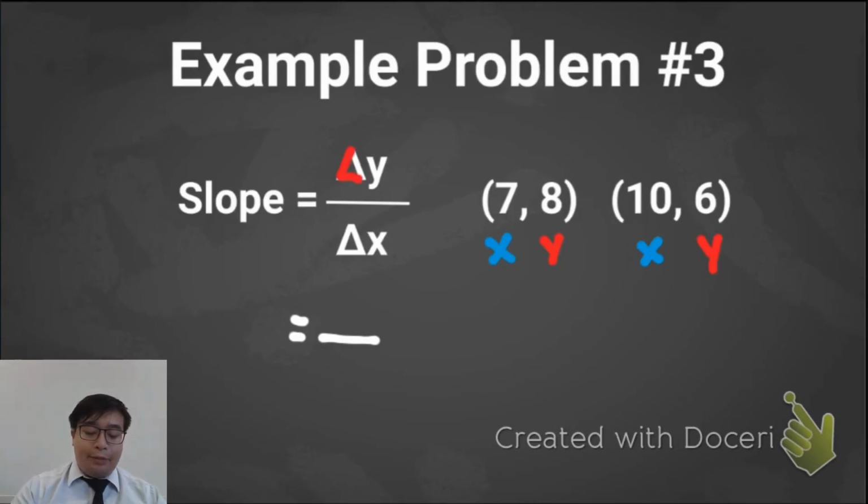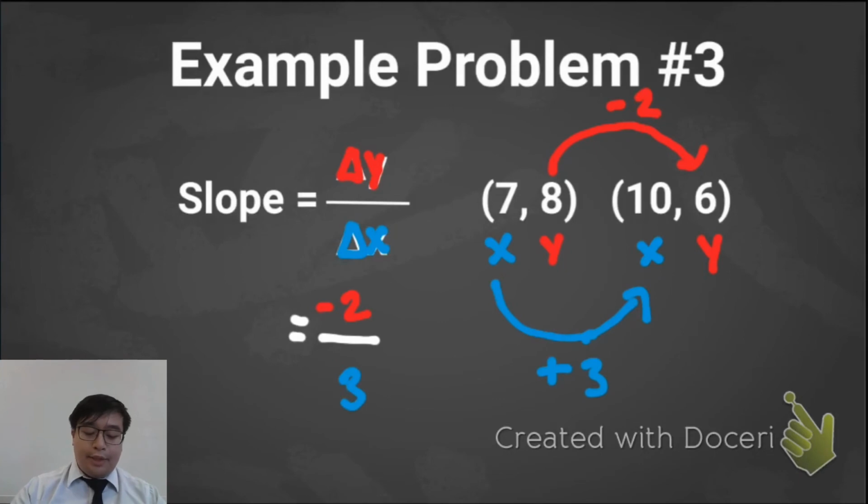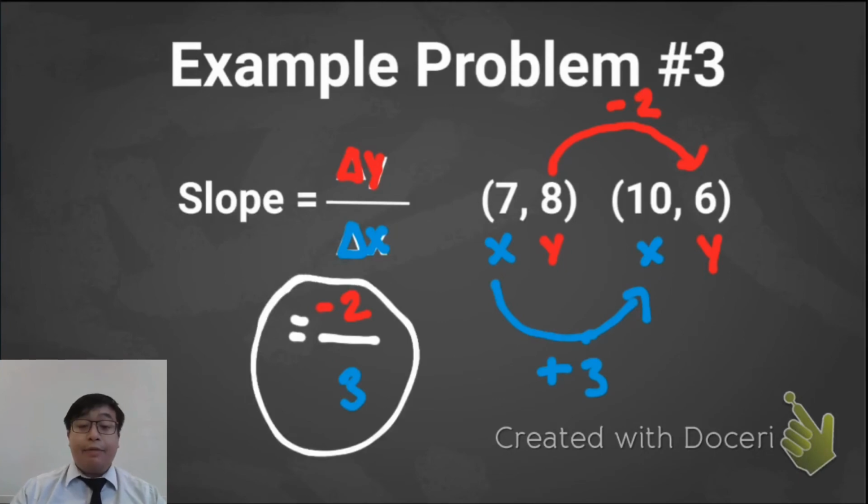So if I want to find my change in y, what I'm really doing is just comparing my 2 y values. So starting at 8 and going down to 6, I know my numbers are getting smaller, so I'm subtracting. And 8 minus 6, that's going to give me 2. So I know my change in y is going to be minus 2. Okay, let's go over my change in x. So I'm comparing the 7 and the 10. Starting at 7 and going up to 10, I know my values are increasing. And from 7 to 10, that's a change of plus 3. So I know that the slope of these 2 points is going to be negative 2 over 3.